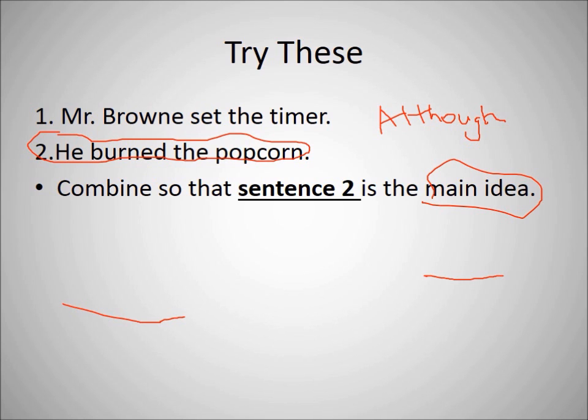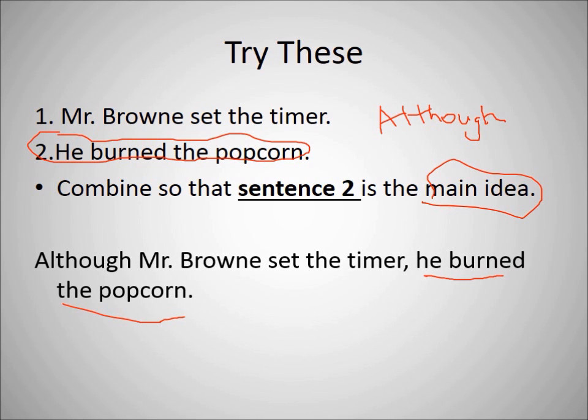So you would say, "Although Mr. Brown set the timer, he burned the popcorn." Let's analyze this sentence to make sure that we've done this properly. I asked you to combine the two sentences using the word "although." Then I told you I want the second sentence to be the main idea. That simply means that sentence 2 should not have a subordinate conjunction in front of it. Whatever sentence you choose to be the main idea should not have the subordinate conjunction. The word "although" then gets attached to "Mr. Brown set the timer."